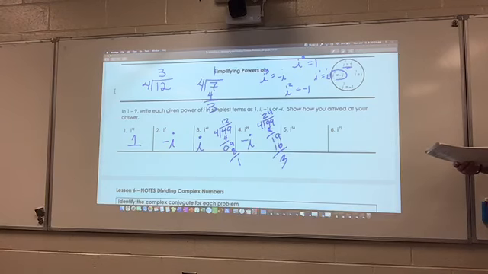So 5 is, correct me if I'm wrong, but 5 is negative 1? Uh-huh. Okay, cool. Yep. Nice, all right. Because you're really just looking at the remainders.